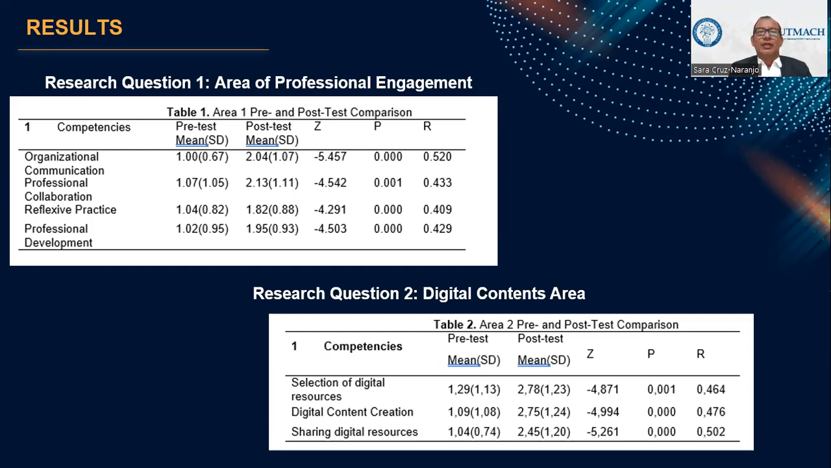Similarly, through the Wilcoxon signed-rank test, it is confirmed that there are statistically significant differences between the pre-test and post-test in all competencies. Furthermore, if we review the effect size, we can observe a large effect only in the sharing digital resources competency and a medium effect in the other competencies.